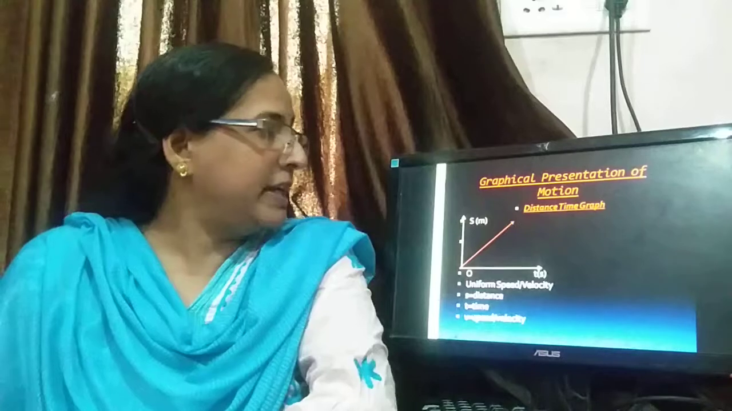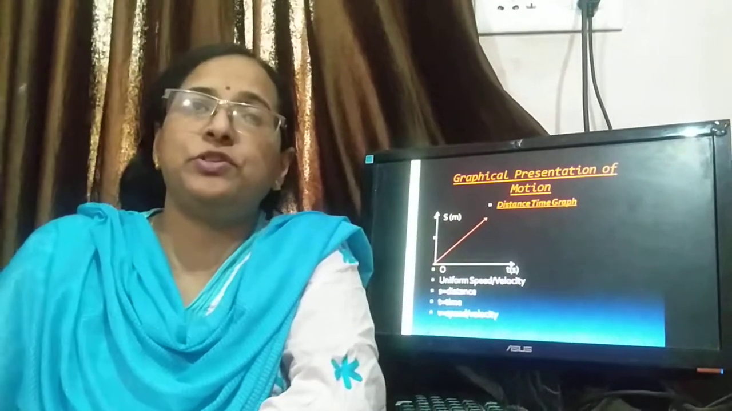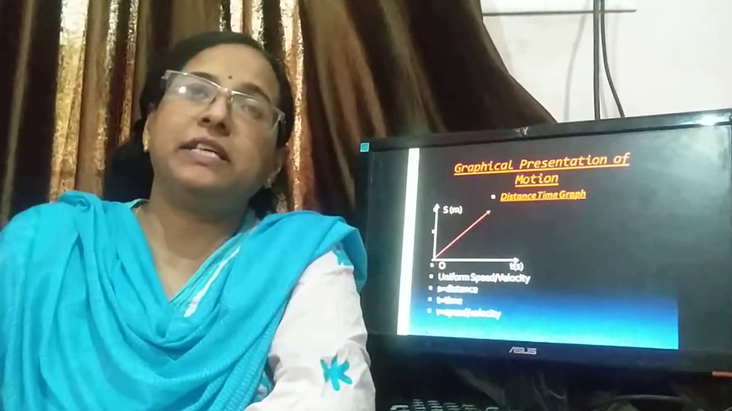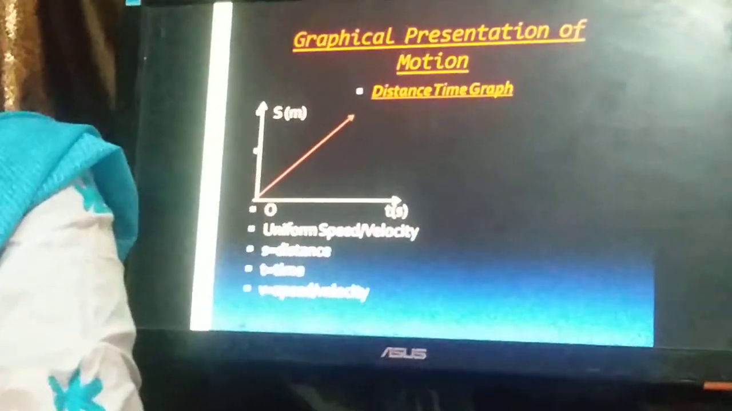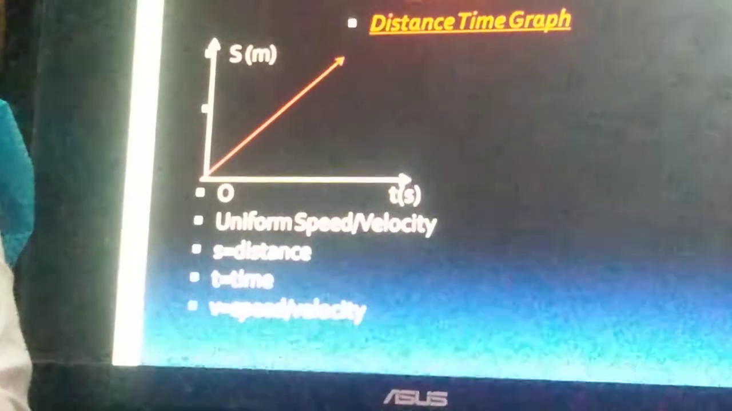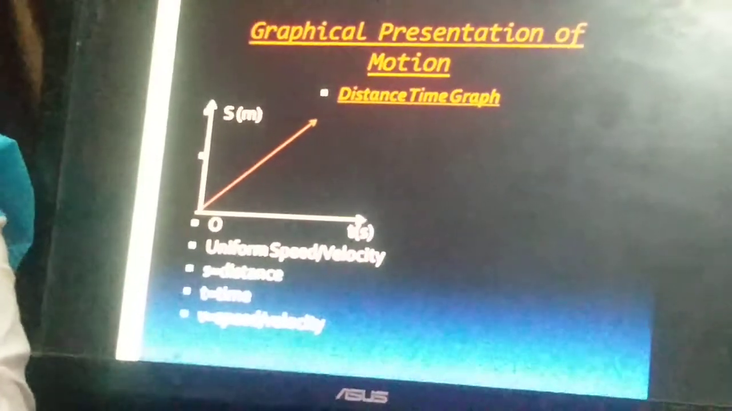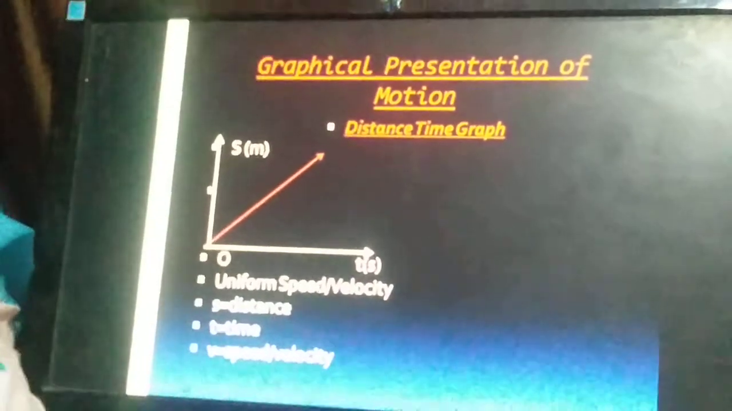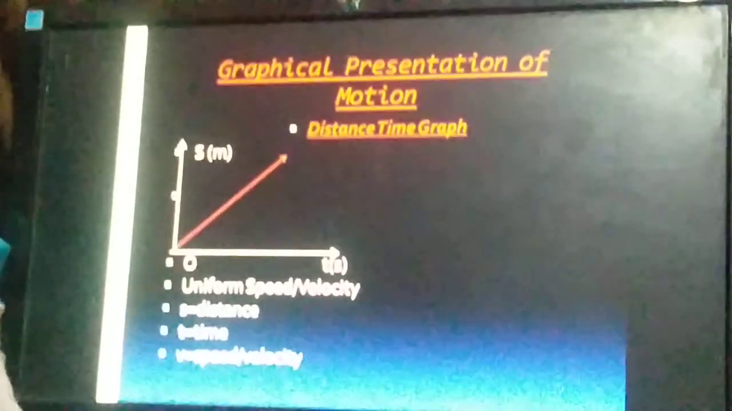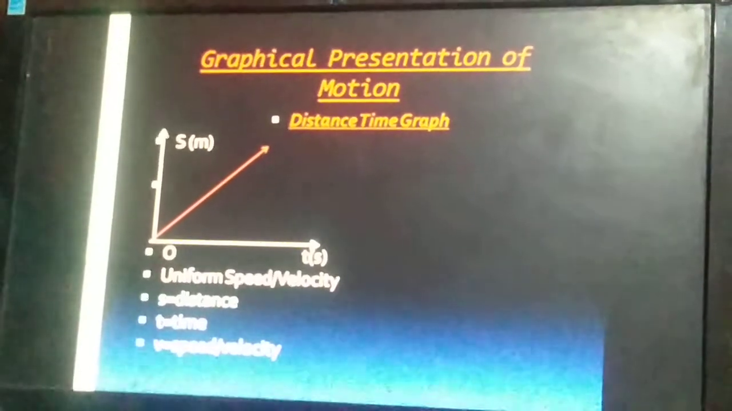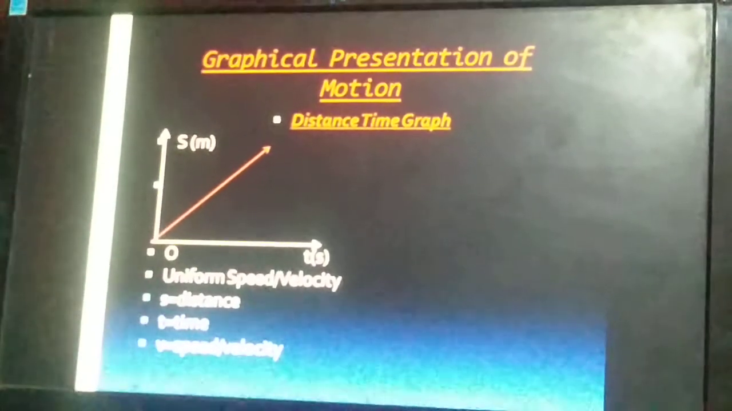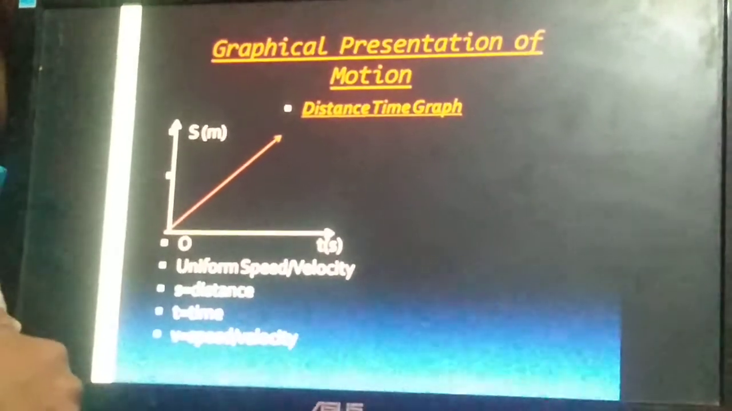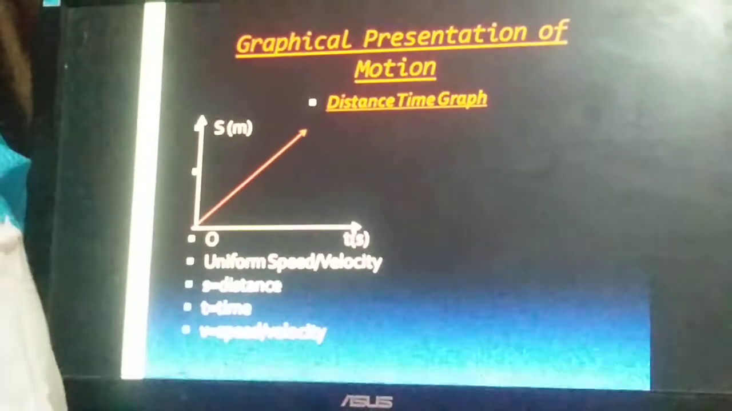Now the next term is the graphical representation of motion. We know that if anything is graphically represented, then it is easy to follow. That's why the motion of an object is represented graphically. Just by observing the graph, we can understand the motion of an object. The first graph is this, where we take time as x-axis and distance as the y-axis.